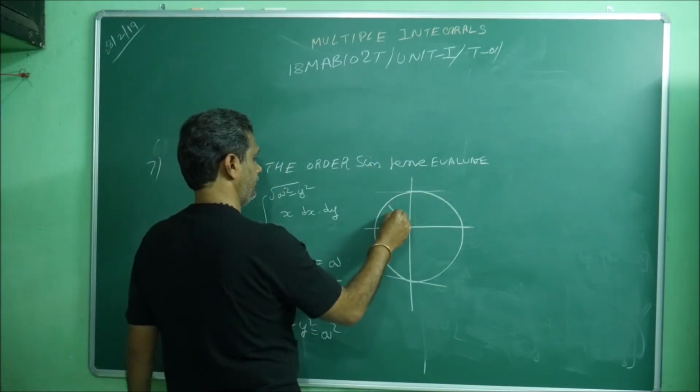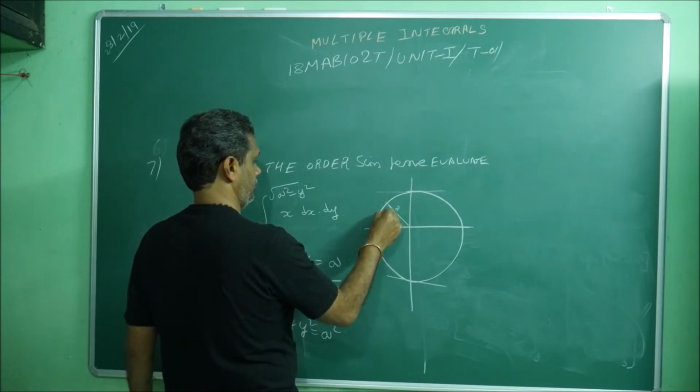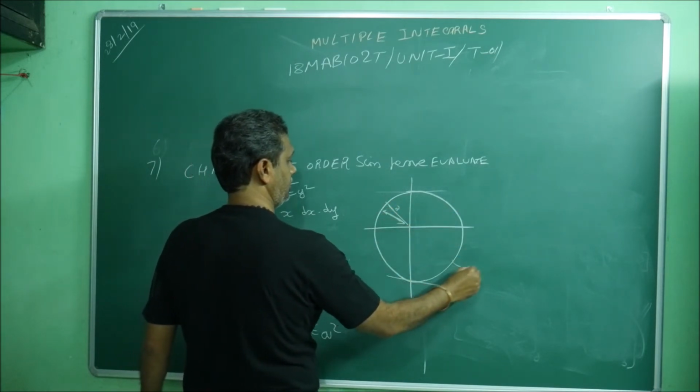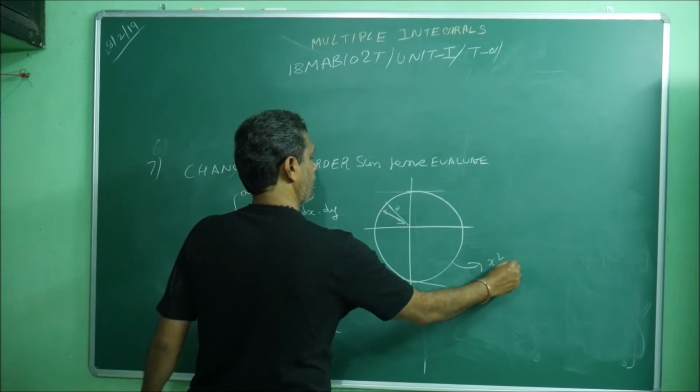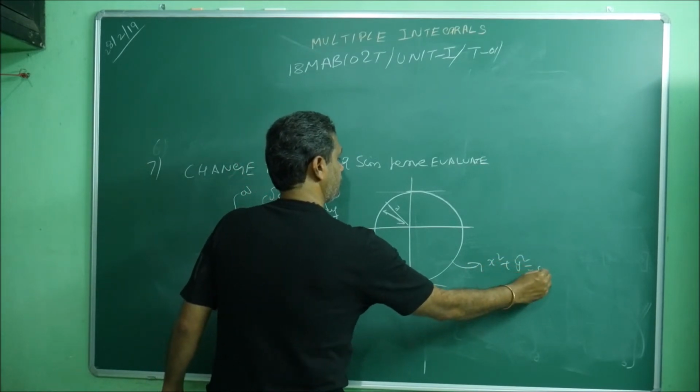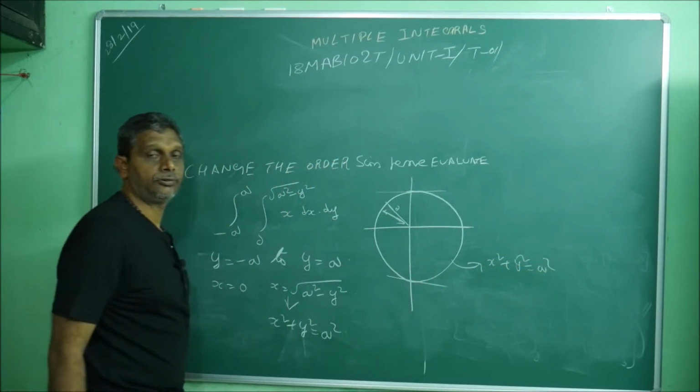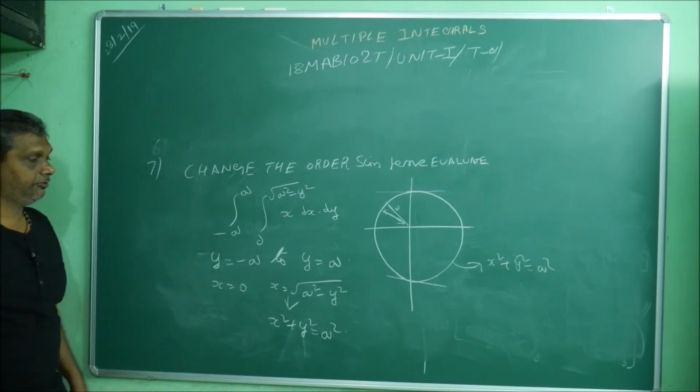Radius is what? Radius a. This equation is what? x square plus y square is equal to a square. Okay or not? Now check how I am trying.